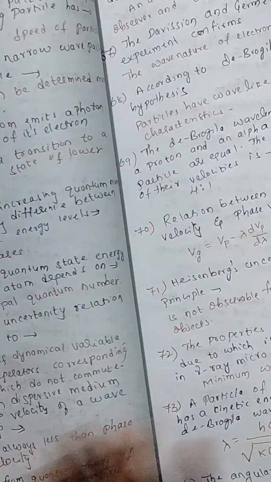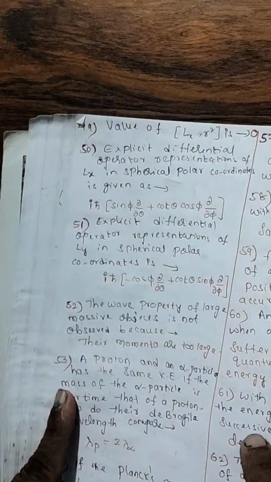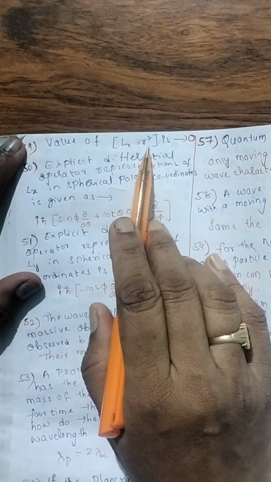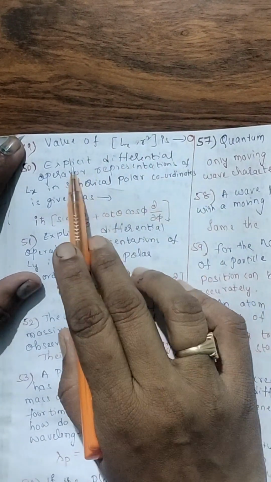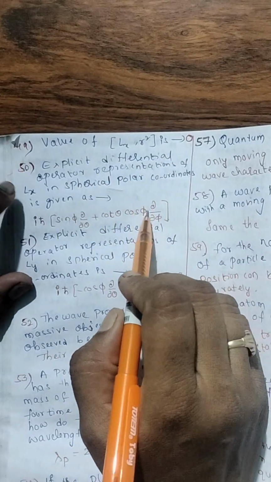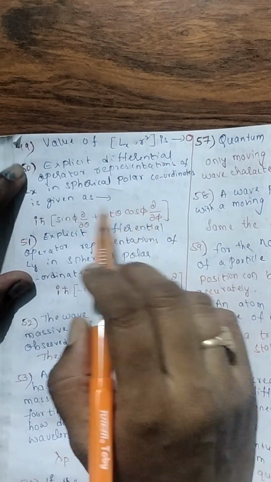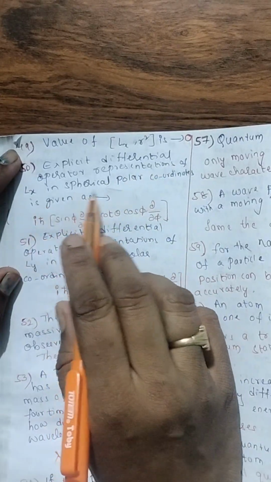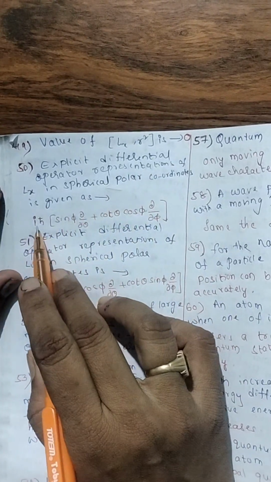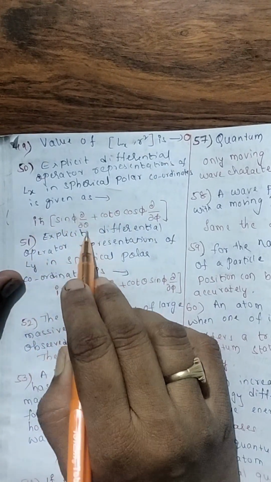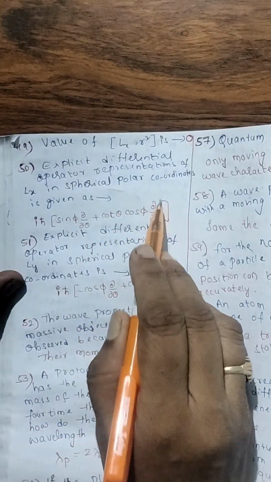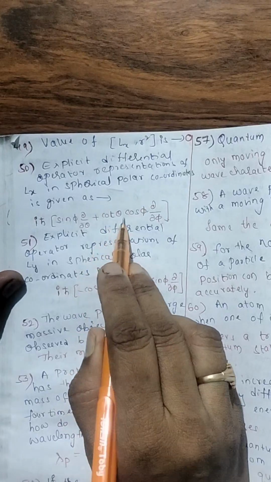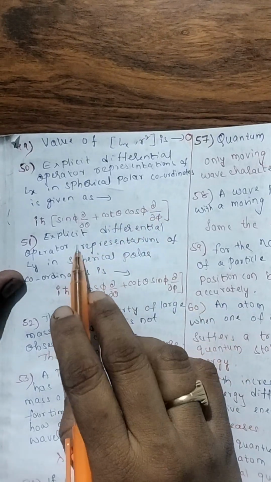Now next, the value of Lx, Lx square, 0. These are also important, remember these formulas. The explicit differential operator representation of Lx in spherical polar coordinates is i h cut (sin phi dou by dou theta plus cot theta cos phi dou by dou phi).